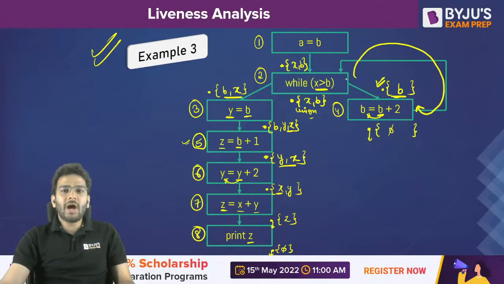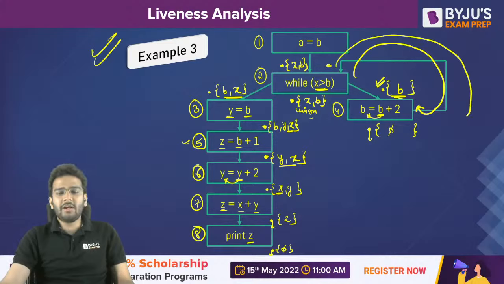So in case of loop, you have to make at least two iterations. One iteration we have simply made, okay, it is B. But now after reaching this point, you have to make another iteration to confirm whether the live variables you are getting is correct or not. Okay, in the loops you have to be careful about that.